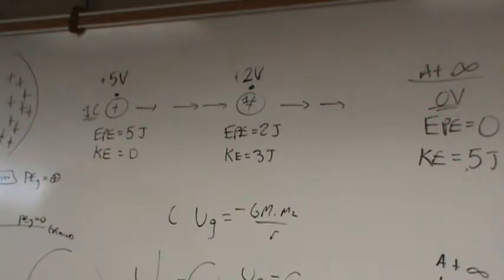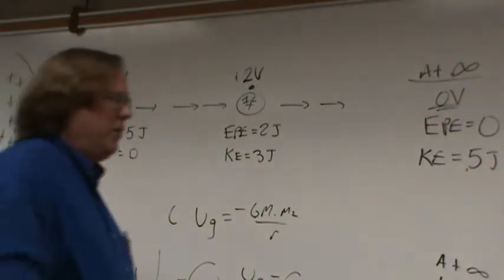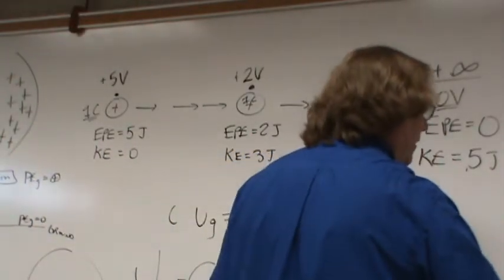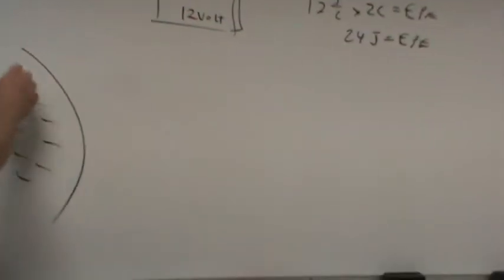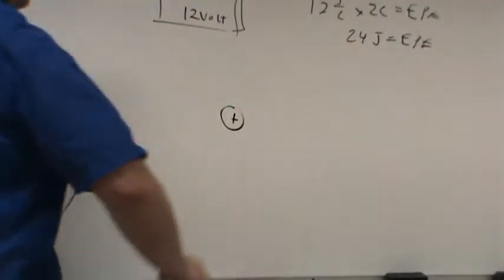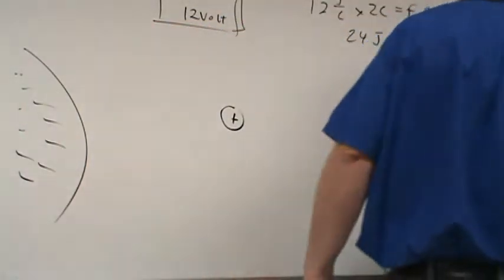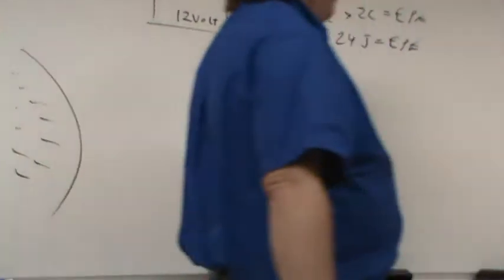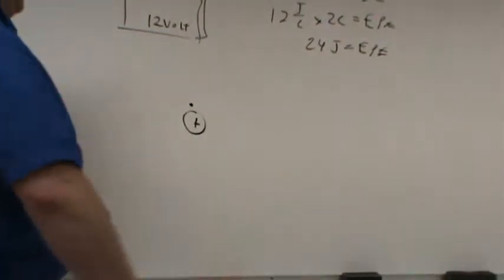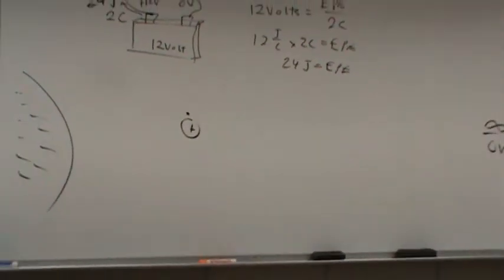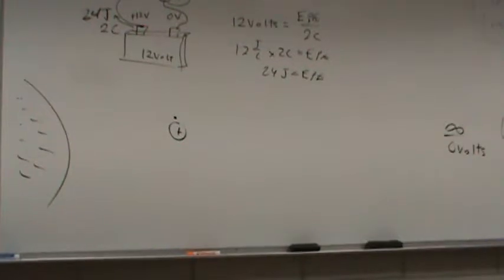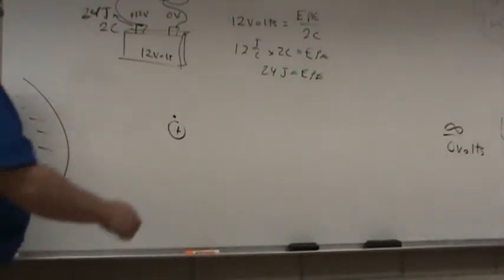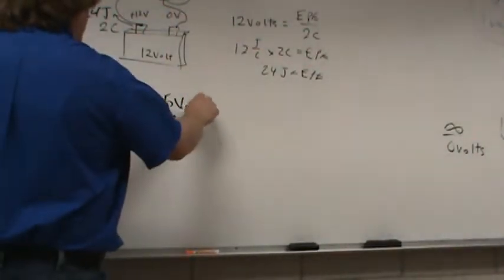Now, it gets a little trickier when your repository of charge is negative. Let's say I've got a bunch of negative charge here, and I put a positive there. And remember, at infinity, this is 0 volts. What kind of voltage am I going to have right here at that point in space now? Yeah, it's going to be negative. Now this is going to be negative volts, like negative 5 volts.